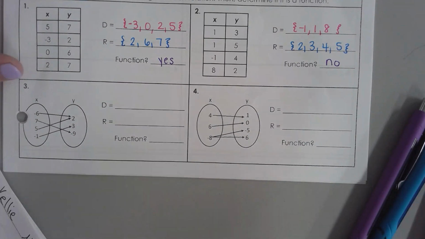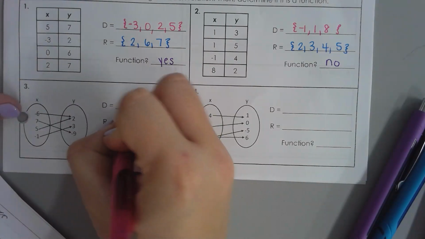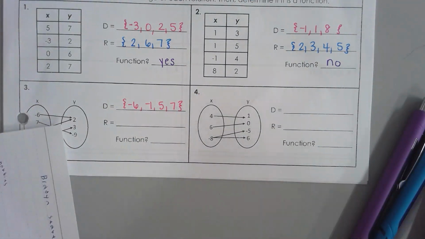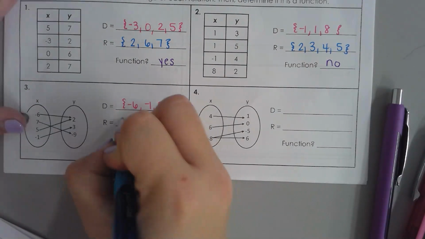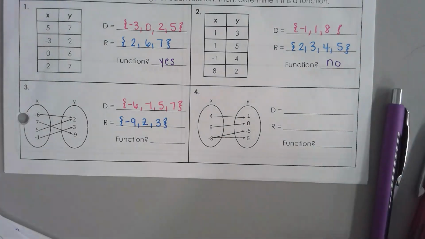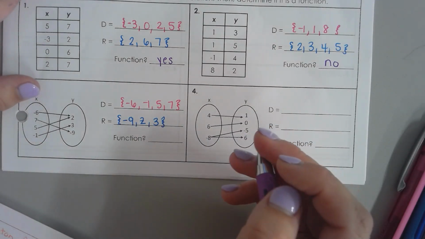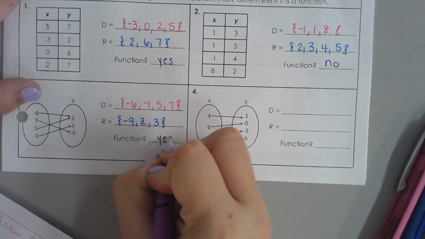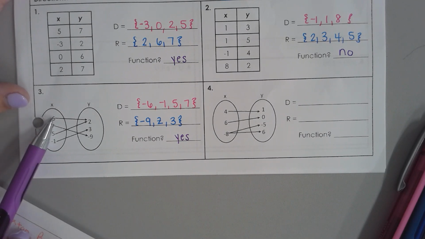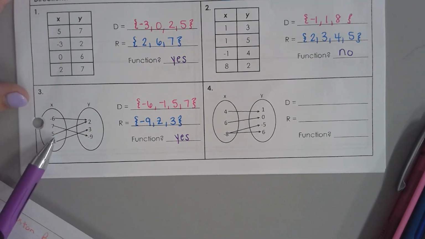Number 3, what is the domain, Jacob? -6, -1, 5, and 7. Good. What is the range, Braden? -9, 2, 3. Good. And is it a function, Axton? Yes, it is. When you're looking at a mapping, if you have a number that has 2 arrows coming from it, that means that that x value comes up twice. All of these numbers have their own arrow.